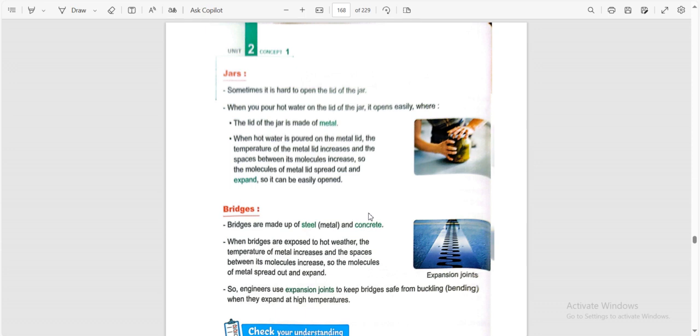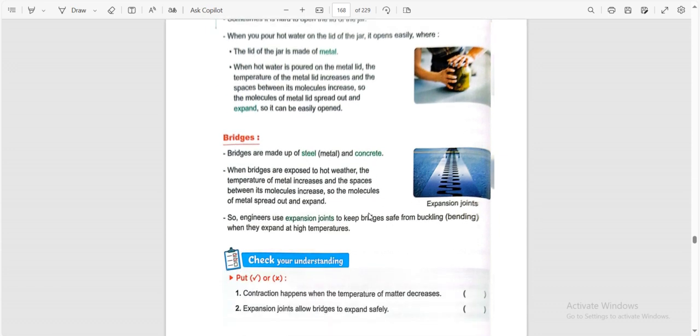So this is something we can learn about how matter expands and contracts, and we can use it for our own good. A very important thing as well for matter expansion is bridges. When you are riding a car on a bridge, you can see these joints here, these things connecting the bridge together. But why do we make them? Why not make the whole bridge out of one piece?